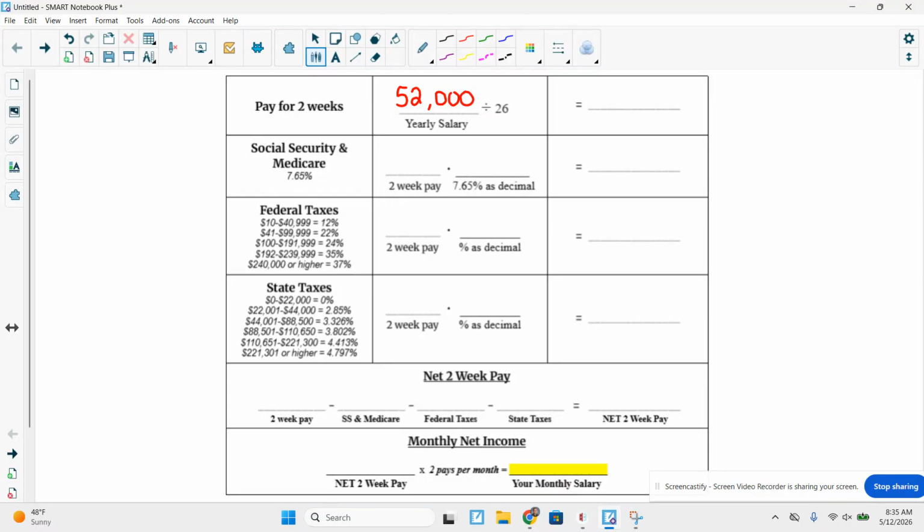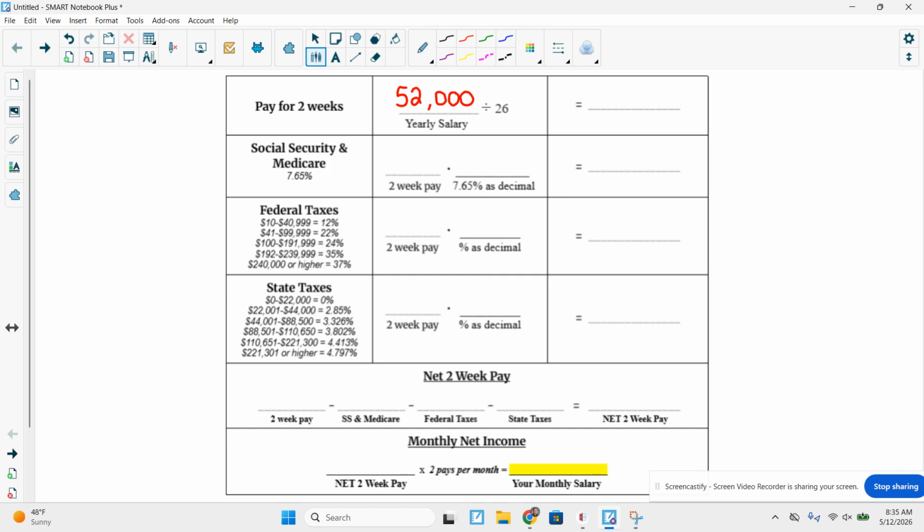We're doing this page. I'm asking you to write your yearly salary on the yearly salary line. 52,000. Now, raise your hand if you make more than 52,000. Let's figure it out. Raise your hand if you make less than 52,000.